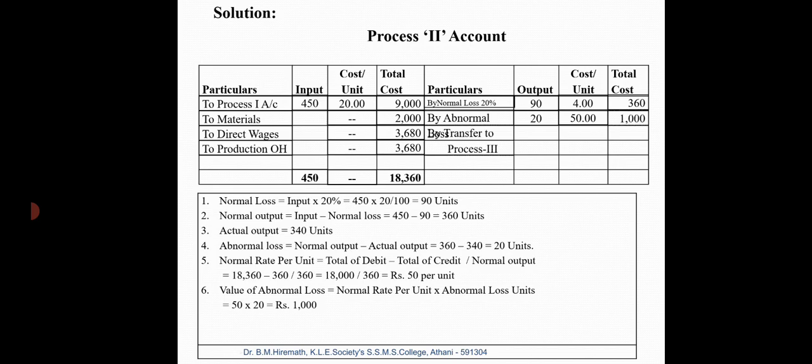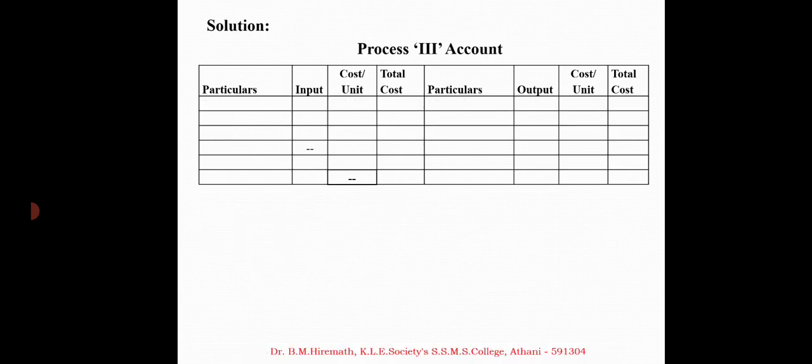Then remaining are to be transferred to process 3 by transfer to process 3. That is, actual output is to be transferred to next process. 340 units at rupees 50 per unit. Total is 17,000. So get the total of process 2 account. Total is 450 units and total amount is 18,360. Then let's go for process 3 account.